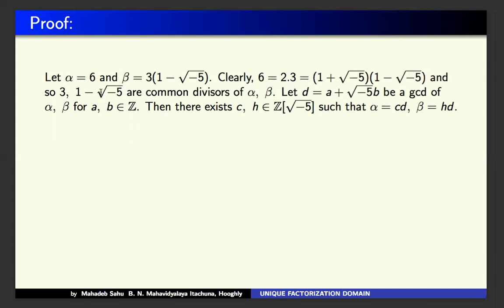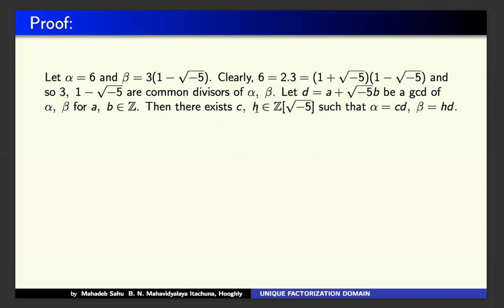3 and this one, because 6 can be written in this form. So these are common divisors of alpha and beta. Let d be a common divisor of alpha and beta, for alpha, beta belonging to Z[root minus 5].